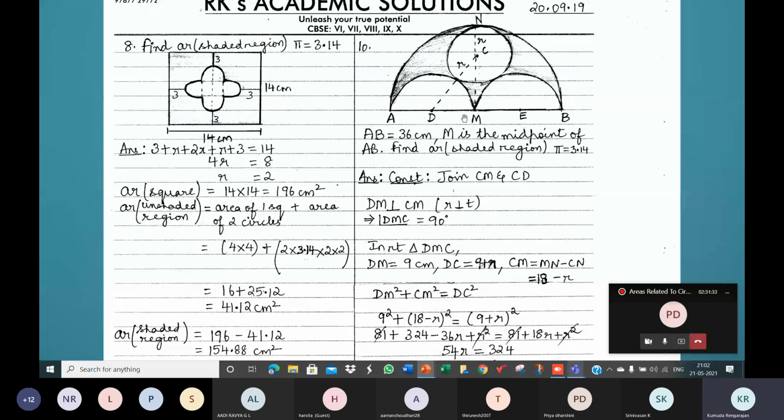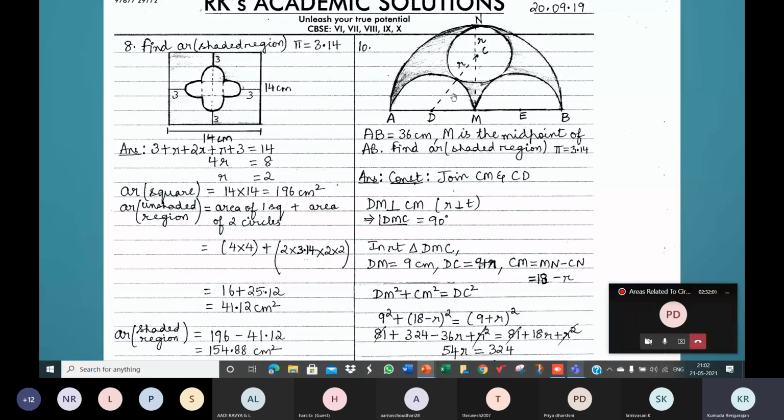We say that angle DMN is 90 degrees, where DM is the radius and MN is a tangent segment. Now angle DMN, the angle between the radius and the tangent, is 90 degrees. So triangle DMC is a right triangle.